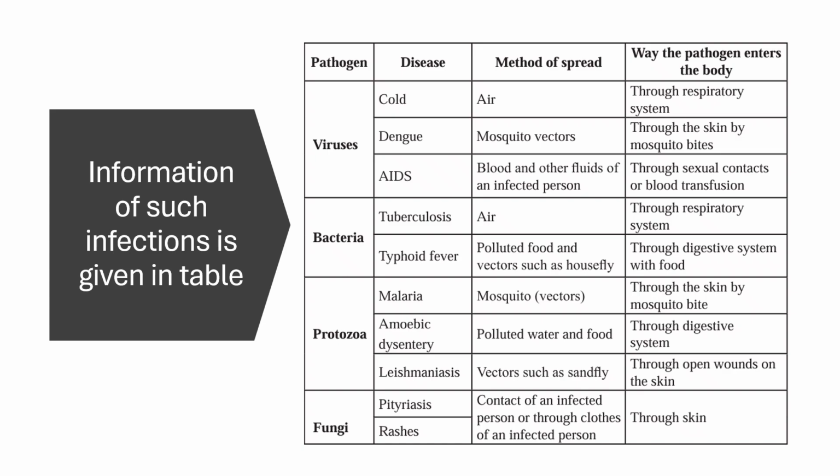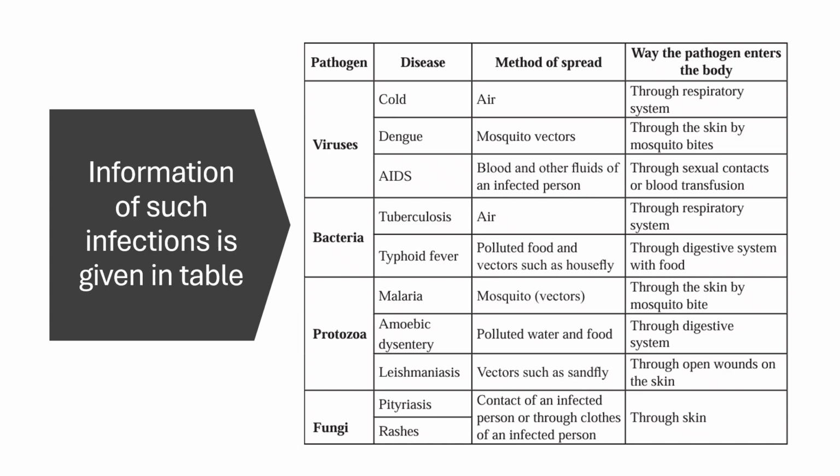Now, here's some information on such infections given in the table here. For pathogens, we have viruses, bacteria, protozoa, and fungi. Diseases for viruses are cold, dengue, and AIDS. Method of spread is, for cold, air; for dengue, mosquito vectors; and for AIDS, blood and other fluids of an infected person. Way the pathogen enters the body: through the respiratory system, through the skin by a mosquito bite, through sexual contact or blood transfusion.